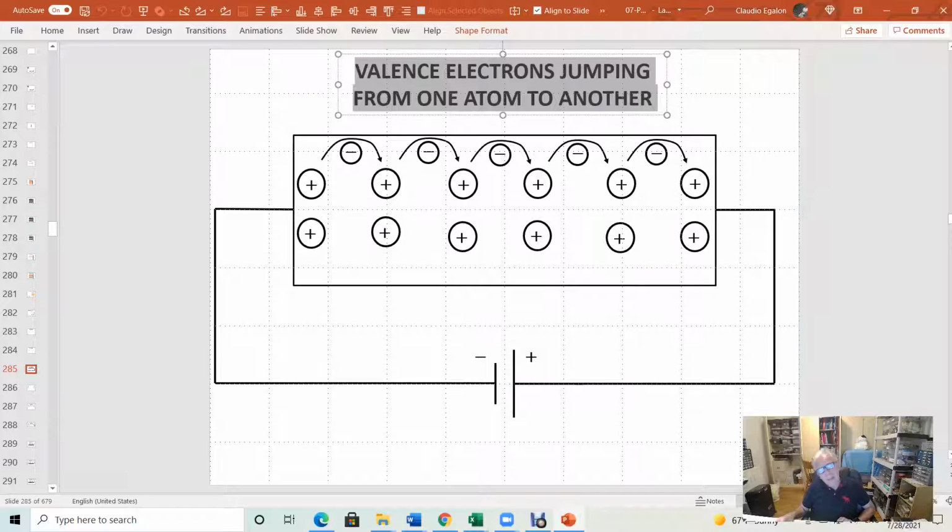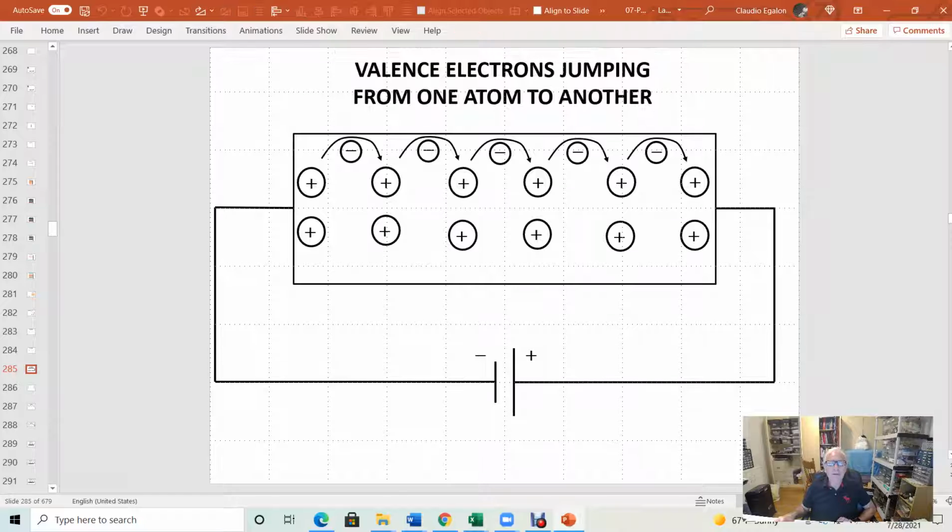The valence electrons can move more easily from atom to atom if you have a metal conductor. And those are the electric charges that produce the current. The electric charges that produce the current are the valence electrons in the metal that makes part of your circuit. That's the picture you must have.